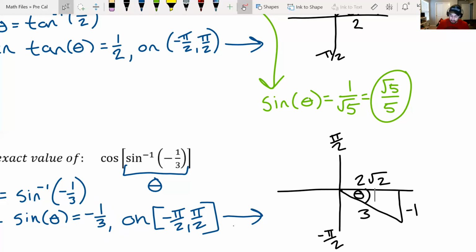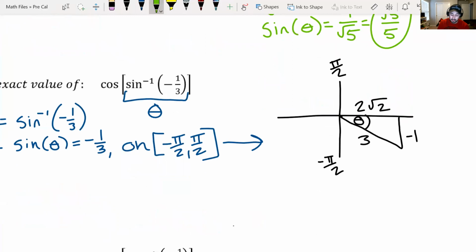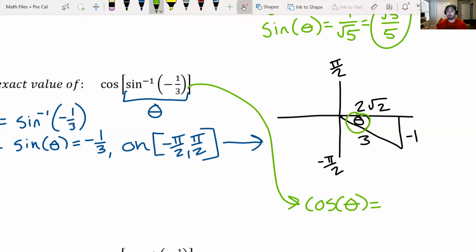Okay, so now remember, theta contains all this information in the triangle. All of this belongs to theta now, which means we come back to our substitution. This becomes cosine of theta. Now, all we want to know is, what is the cosine of that theta? Well, remember, cosine puts adjacent over hypotenuse, so our answer is 2 square root 2 over 3.